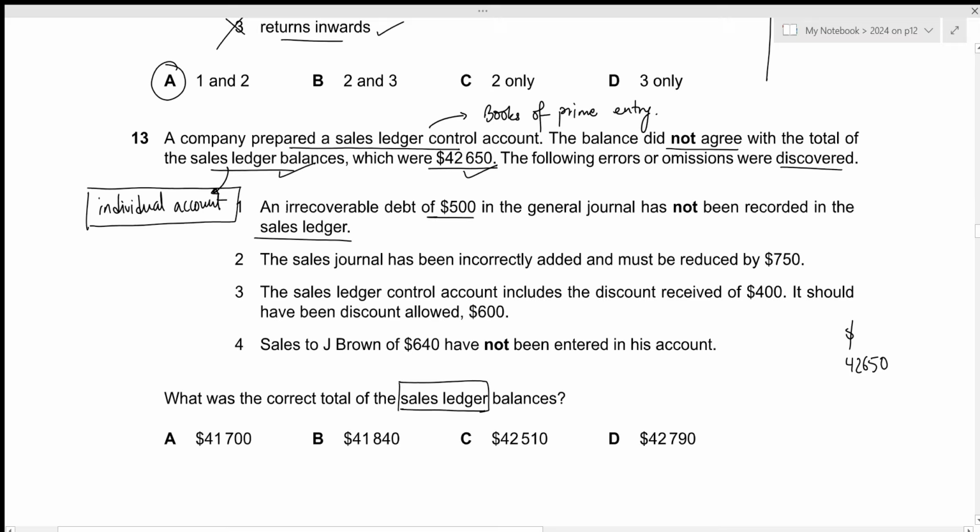Now for the first error, an irrecoverable debt of 500 in the general journal has not been recorded in the sales ledger. Remember, irrecoverable debt will reduce the value of trade receivables. So since this was previously not recorded within the sales ledger, we now have to reduce 500. That's all for the first one.